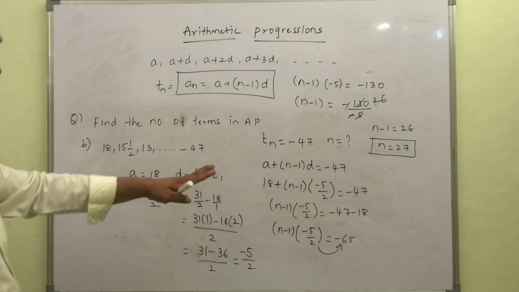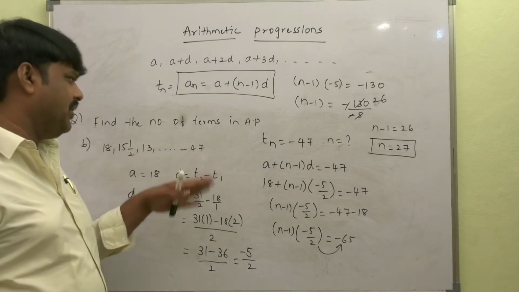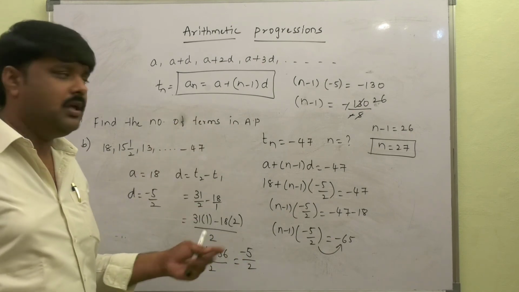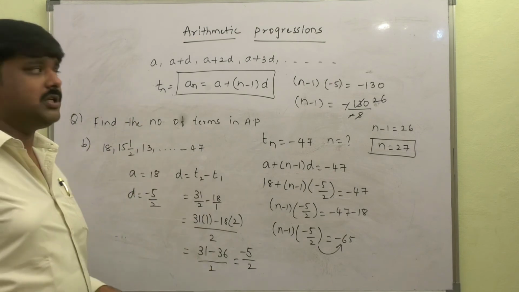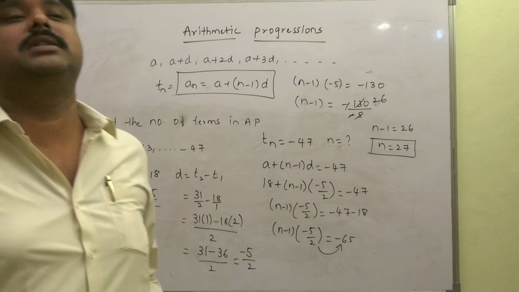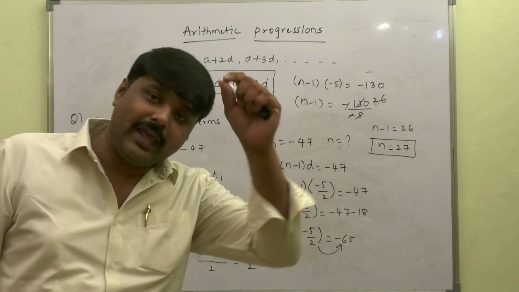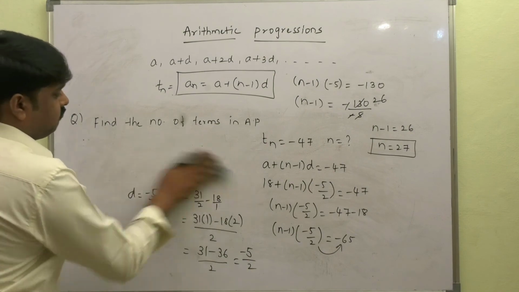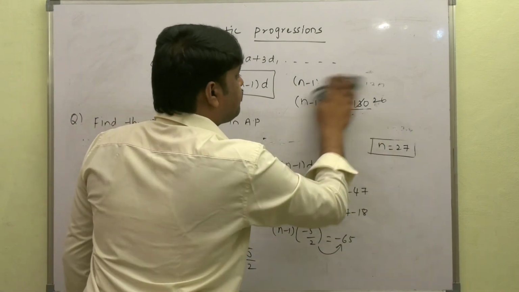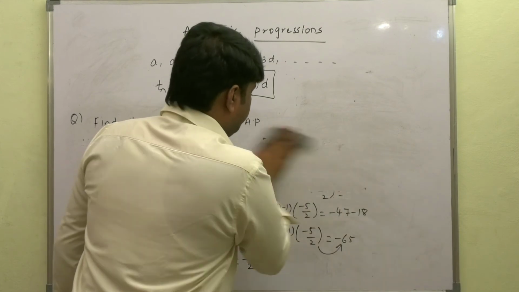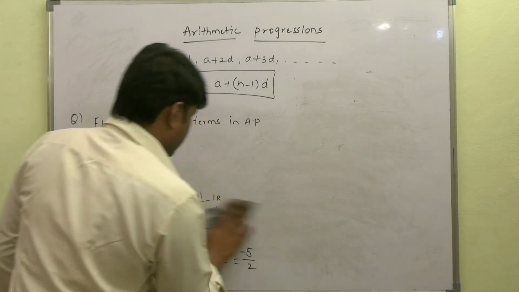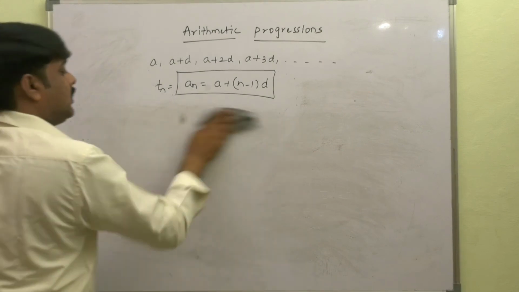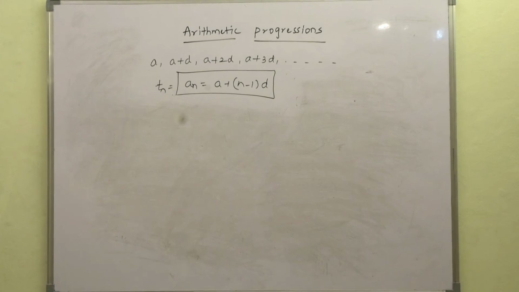Okay, note that we were given an AP and asked to find the number of terms, or which term is minus 47 - the same question. Find the number of terms, and the same question. In either of the cases, we have to find the value of n only. Now let us take another numerical. Finally, I hope that we got some confidence over this Tn, the nth term of an AP.